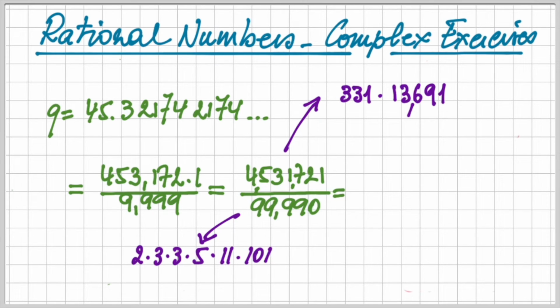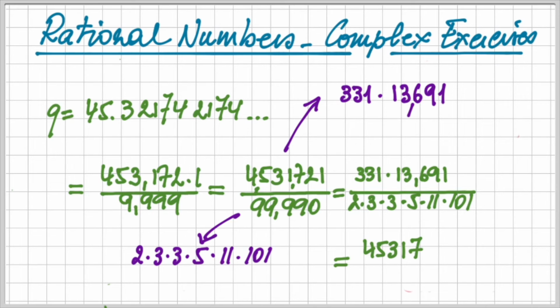So we have basically the 9,999, and we multiplied it with 10, and 10 is factorized as 2 times 5. So we have the factorization of 9,990 and the factorization of 10. Now, when we look at those numbers, we see that we cannot simplify anything, and basically the two integers that we have are 4,531,721 divided by 99,990. So this was a more complex exercise.